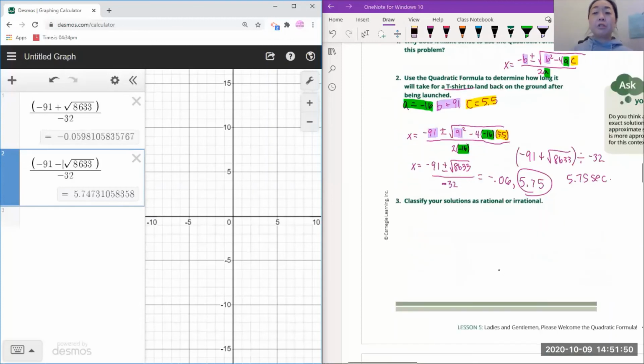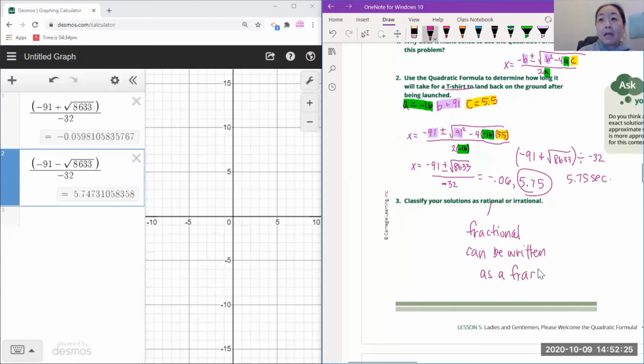All right, and classify your solutions as rational or irrational. Remember, SBA loves asking what's rational and what's irrational. Rational, I like to think of as fractional, because it can be written as a fraction. Fractional, well, I guess fractional is a word, but rational and fractional kind of rhyme. So it can be written as a fraction. And my one hint to you: if it's not a perfect square, 99.99% of the time, it's irrational.